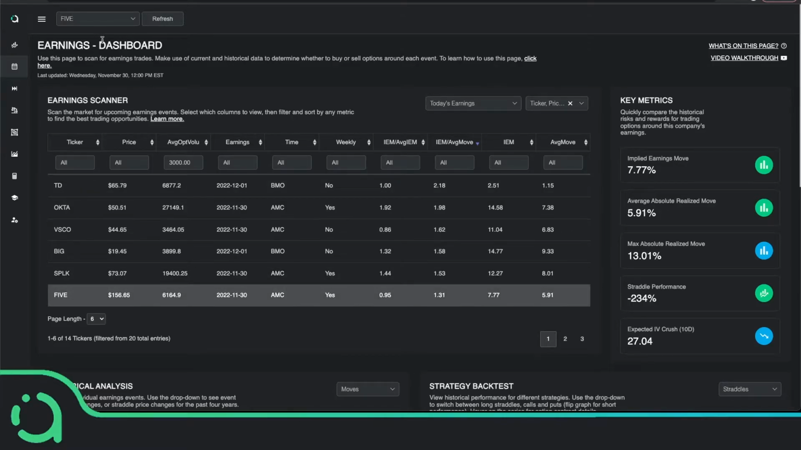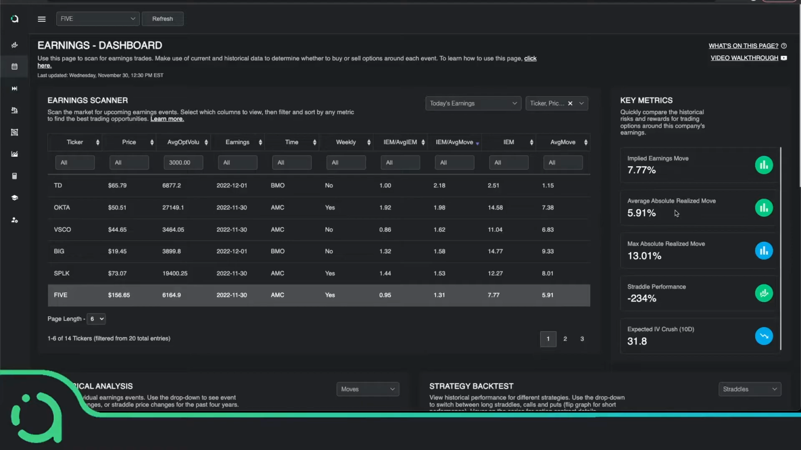So I'm going to click on that, and the terminal is going to populate this page with data for this ticker. First thing we're going to look at is the key metrics, which is found just to the right of the earnings scanner right here. This is going to give me a quick overview of the stock. We can see that the implied earnings move is much higher than the absolute realized move that we typically see for the stock. And looking at the highest realized move, we can see that it's less than 2 times the implied earnings move that we're seeing right now, which makes me feel pretty good about the trade so far, since I'll be using this number to stress my position to figure out what my max loss potentially could be if I were to place this trade.